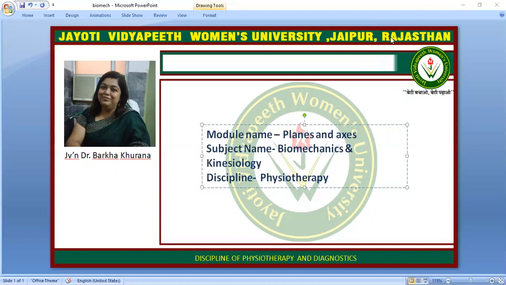Next is the axis. The axes are the points that run through the center of a joint around which a part rotates. There are 3 axes. First is the sagittal axis, which runs through a joint from front to back. Then second is the frontal axis that runs through a joint from side to side. And third is the vertical axis, which is also called the longitudinal axis, that runs through a joint from top to bottom.